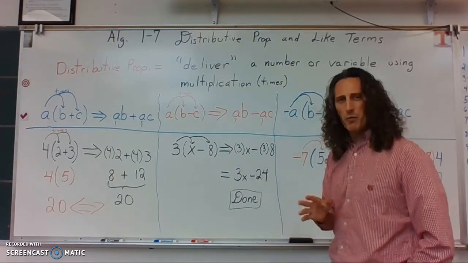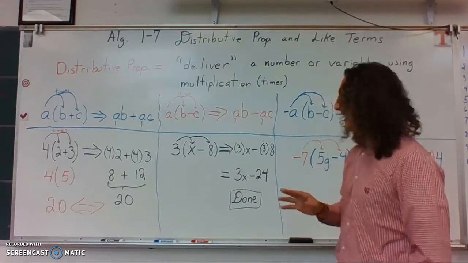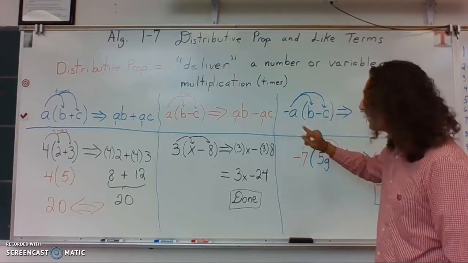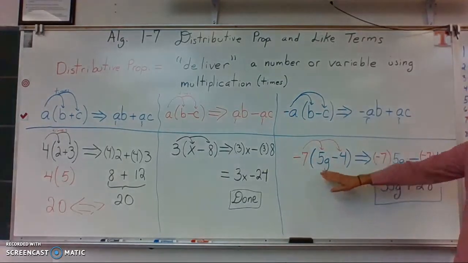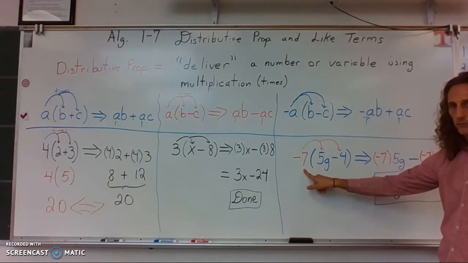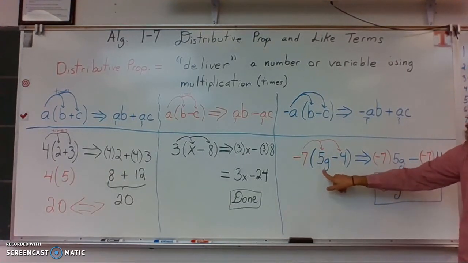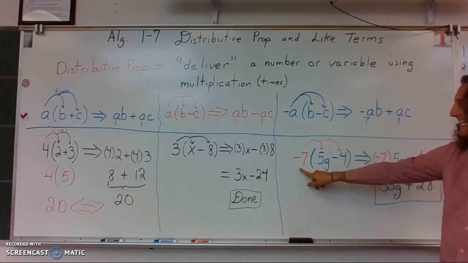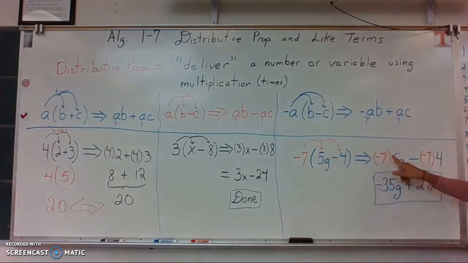Now, let's get back to that one that was a little bit tricky because it had the negative sign on it. Okay? So we're going to start off, and I use two different colors for this. So we have a negative 7, right? And I have a 5g minus 4. So I'm going to take that negative 7 and distribute it out. So I have negative 7 to my 5g.